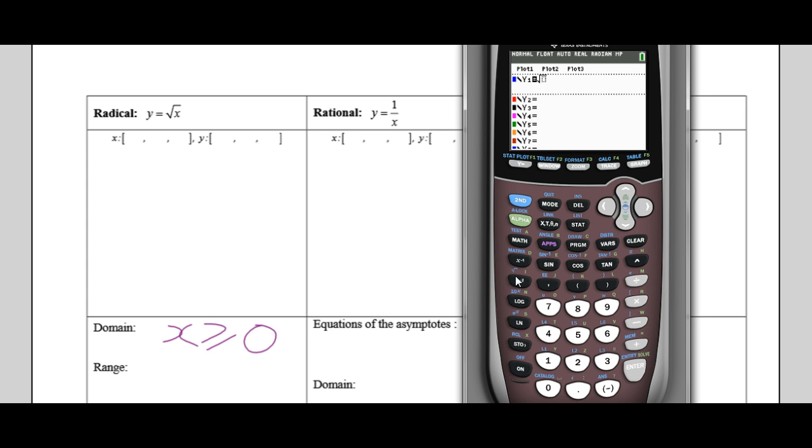I mean, occasionally I'll pull up a TI-83 or an 84. You're just going to get different windows and different ways of doing things, and you just have to figure out, for my calculator, this is how I do this. Okay, so this just stays under there, right? Y equals root x. Graph that.